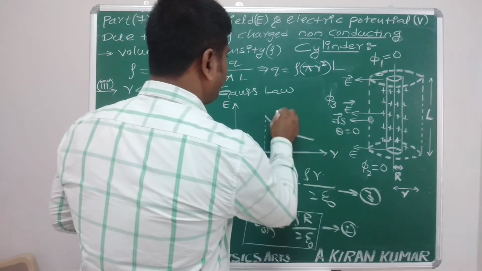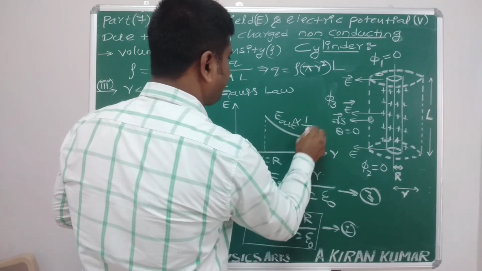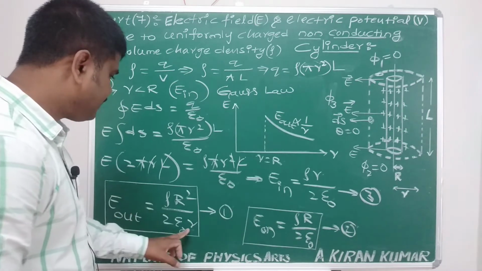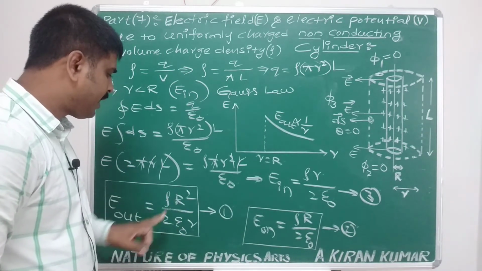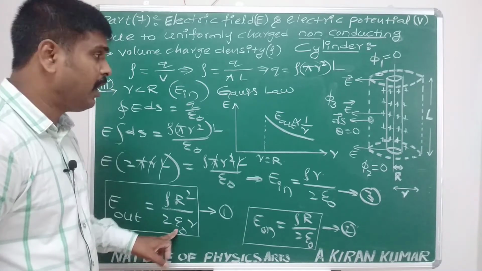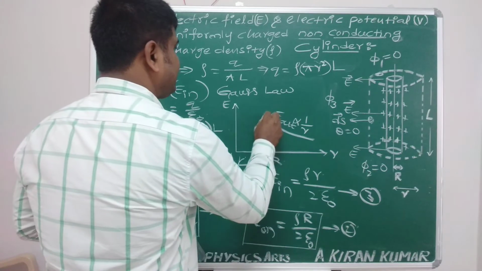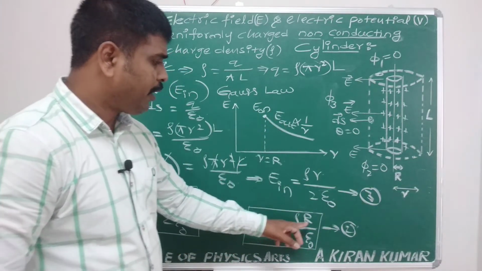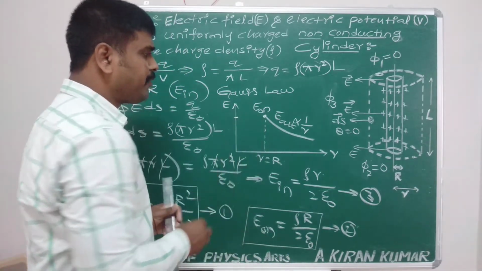So E out is inversely proportional to R, because rho is constant, capital R is constant, 2 is constant, and epsilon naught is constant. So this is a hyperbola. Next, this is E on. E on value is rho R divided by 2 epsilon naught. We can indicate the E on value here.